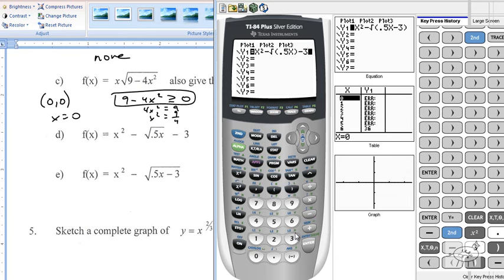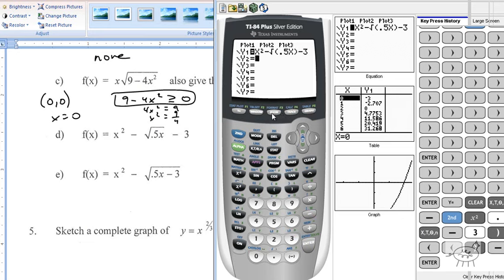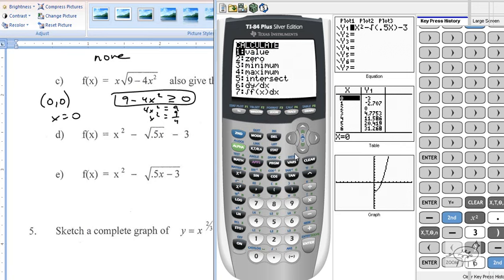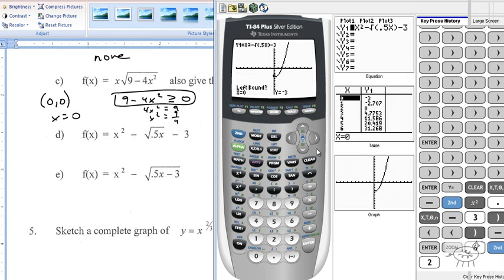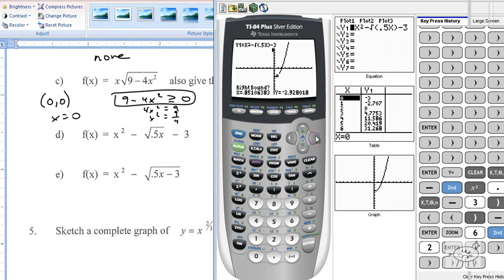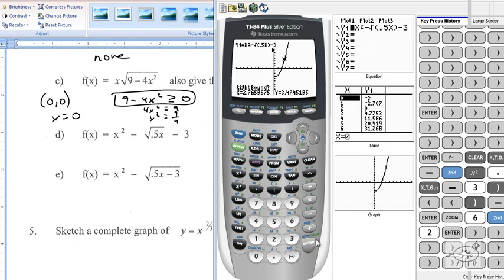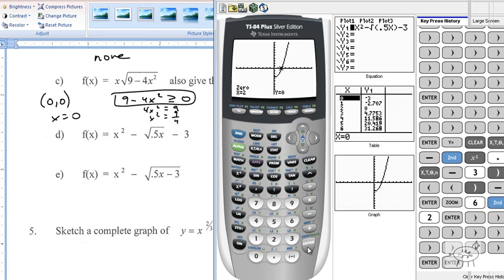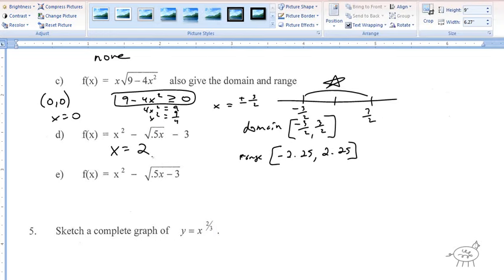Okay, so we're doing D first. All right, and hit enter, and then I'm going to do zoom 6. Very interesting. Okay, that's what our graph looks like. And let's find our zeros. Second calculate, that's actually pretty easy now. It's going to be left bound, enter is right there is fine, and right bound is great, and then enter, so it's 2. So there we go. That's our answer for that one. Only crosses in one place.